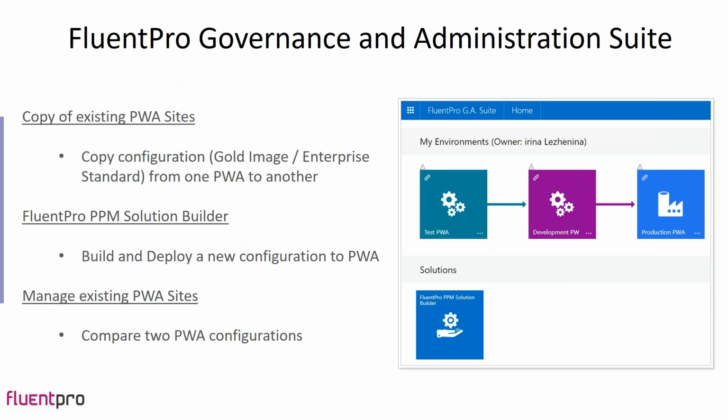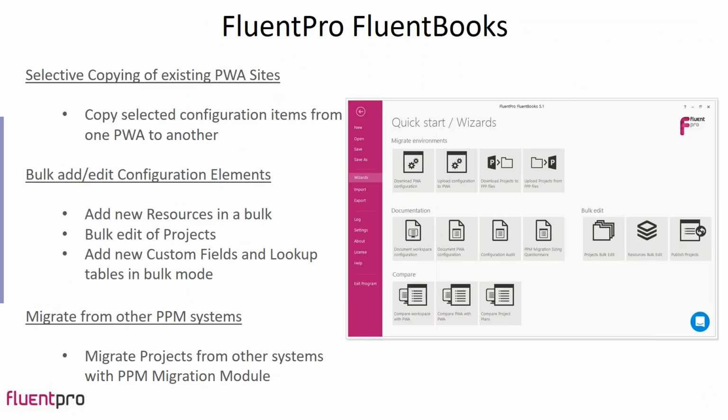So on the next step, I would like to quickly show you how you can use FluentBooks to replicate PWA configuration to multiple PWA sites. And using FluentBooks, you can also decide to either fully transfer the configuration from one PWA to multiple other PWAs that your organization is working with or plan to work with. Or you can perform the selective copying of PWA configuration, taking only the elements you need to the target PWA.